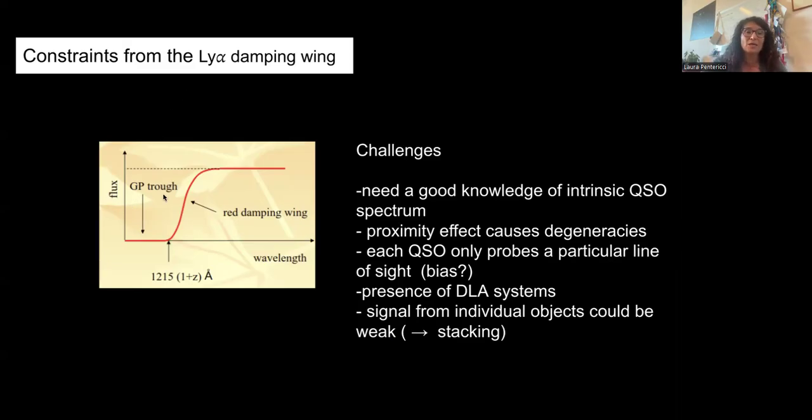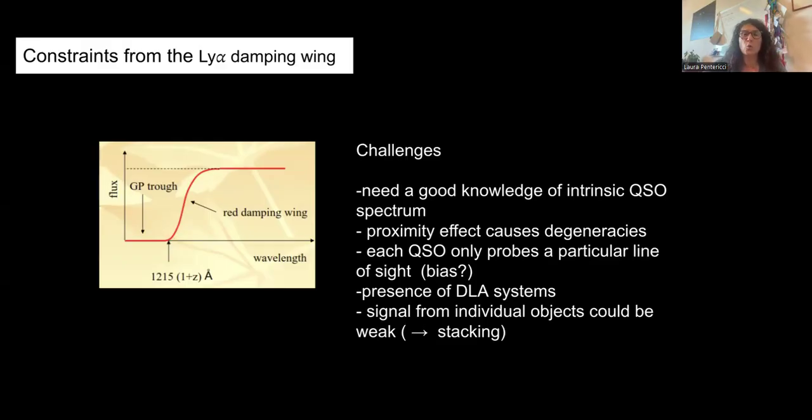If you have a galaxy or quasar that emits Lyman alpha, but this source resides in a neutral medium, you will have this profile redwards of Lyman alpha, which is exactly the red damping wing, which is sensitive to the amount of neutral hydrogen present in the surroundings of the source. To model this, you need a good knowledge of the intrinsic spectrum, either of the quasar or the galaxy.